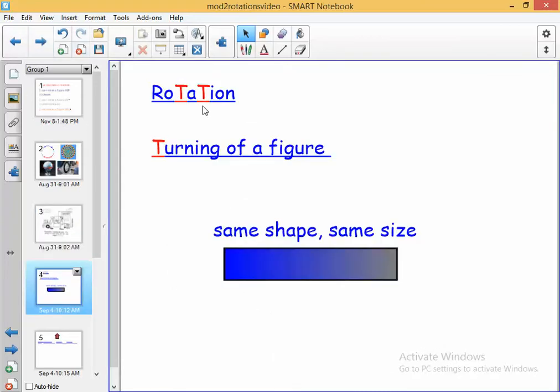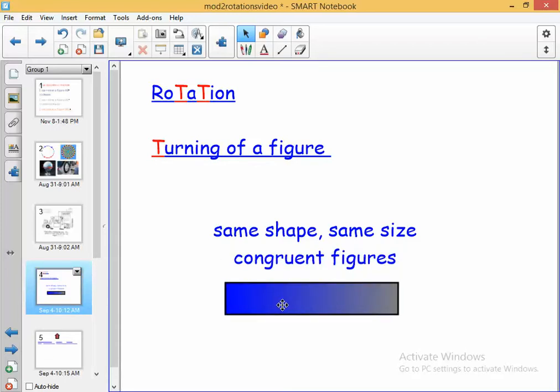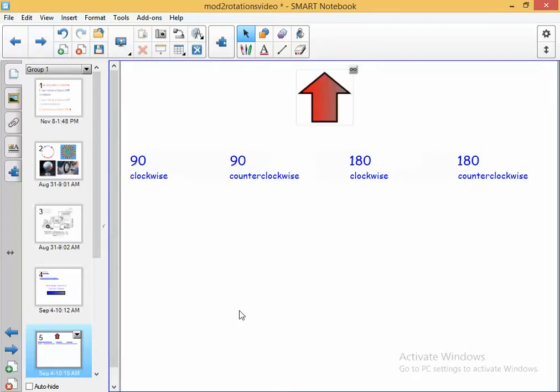The T's in rotation remind me that it's a turning of a figure. And regardless of how I turn a figure, it is the same size and the same shape, which is congruent figures. The exact same figures that are produced in a reflection and a translation, they're all congruent. The only figures that change size are a dilation, which is a different size but the same shape, which is a similar figure.